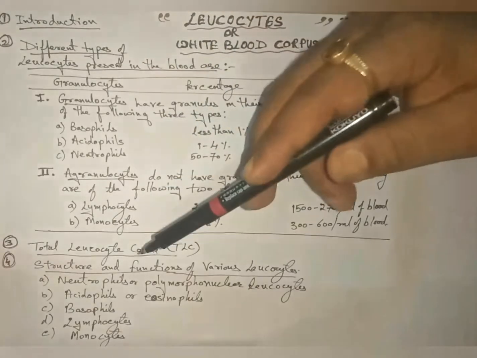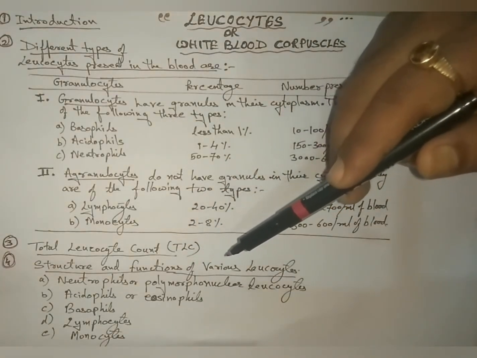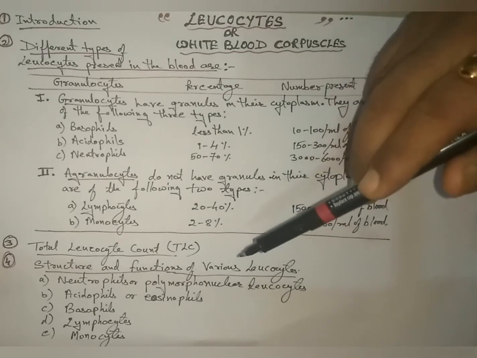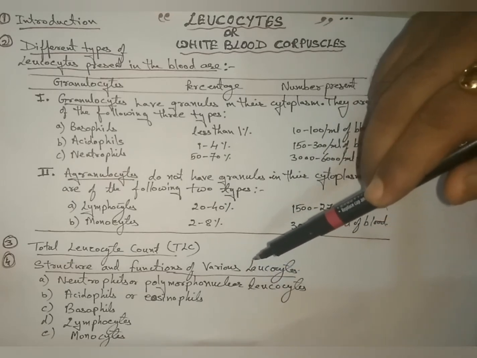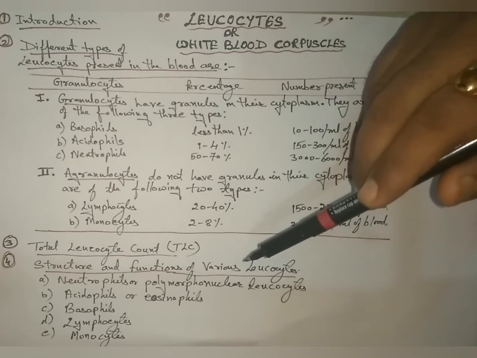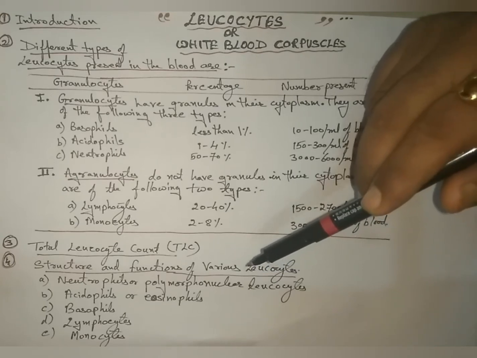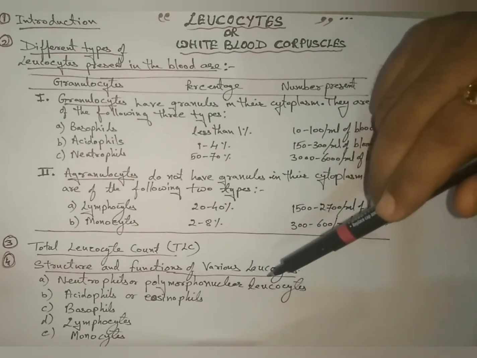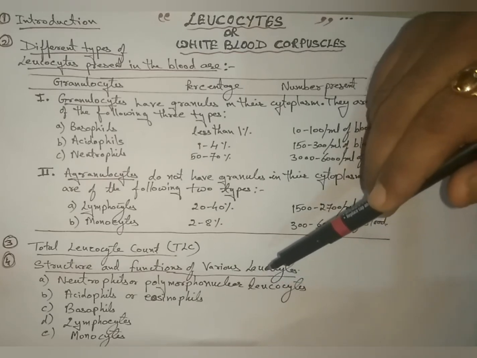Total leukocyte count, TLC, at birth is 20,000 per ml of blood, but soon their number decreases. In adults, TLC is 4,000 to 11,000 per ml of blood. In leukopenia, TLC becomes less than 4,000 per ml of blood. In leukocytosis, TLC increases above 11,000 per ml of blood. Leukemia is a cancerous condition of blood where TLC is usually more than 50,000 per ml of blood and is associated with immature WBCs present in the blood.